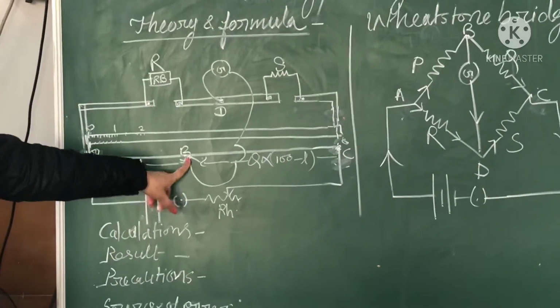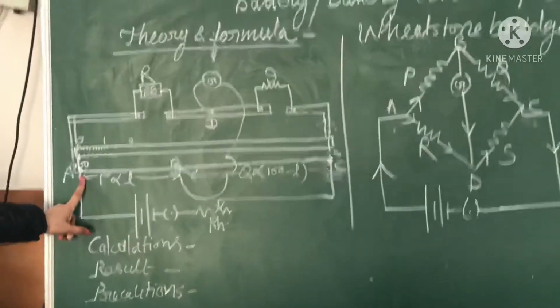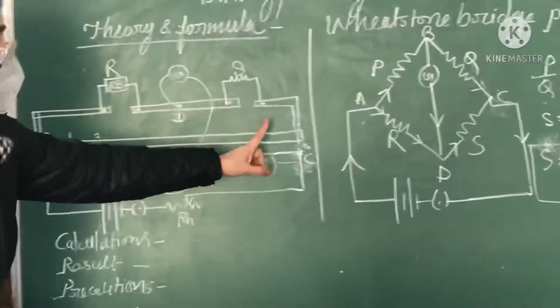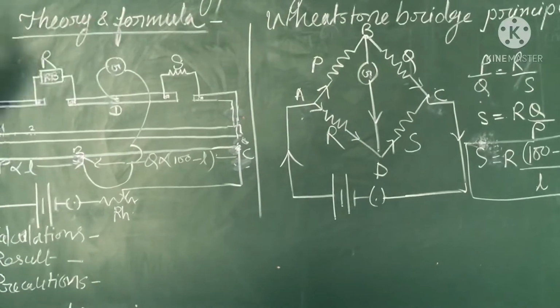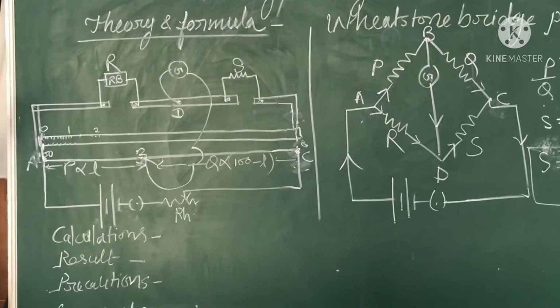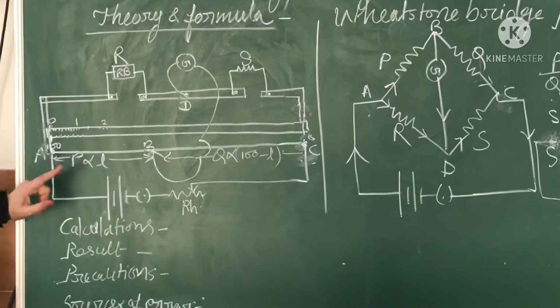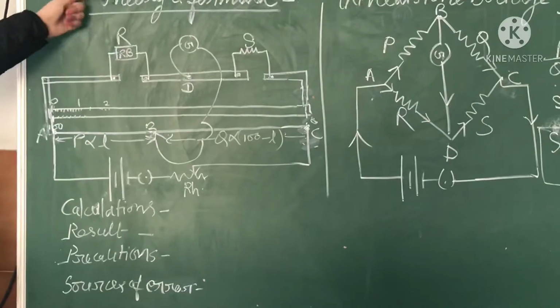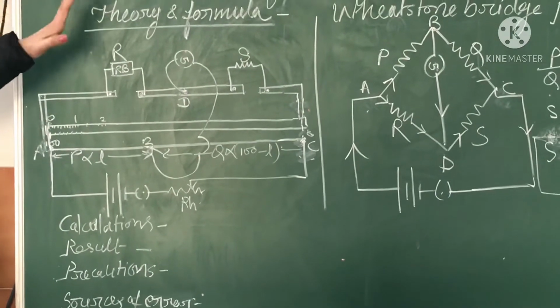We'll touch the jockey near the end A. The galvanometer shows one side deflection. If we touch the jockey near the end C, it shows opposite side deflection. That means our connections are correct, and then we have to start the experiment. We'll take out some value of resistance from the resistance box. Suppose it is 1 ohm.